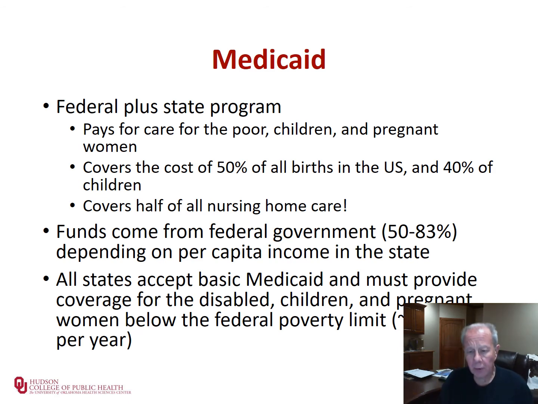In other words, there's a state matching formula that's calculated, and it's based on the per capita income of the residents of the state, and the federal government will pay anywhere from 50 to 83% of the Medicaid expenditures for that state. The state has to pick up the rest of the cost. If a state decides to accept basic Medicaid, which all states have, then they must provide coverage for disabled, children, and pregnant women that are below the federal poverty limit. So once a state signs on, there are certain services that they must provide.